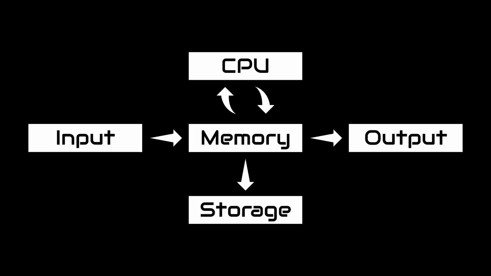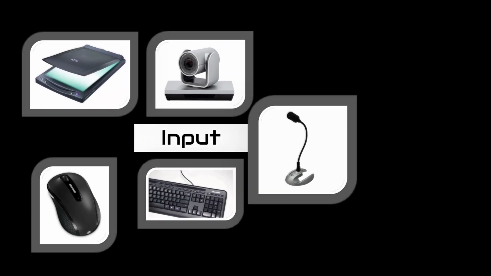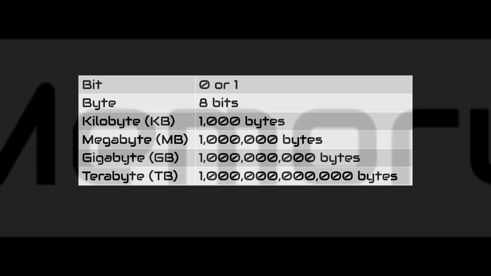The information processing cycle is a model we use to show how different hardware components work together. Everything starts with input devices. An input device is anything you use to put data into a computer. Things like cameras, scanners, mice, keyboards, or microphones. All this data is converted into a digital format and sent to memory.